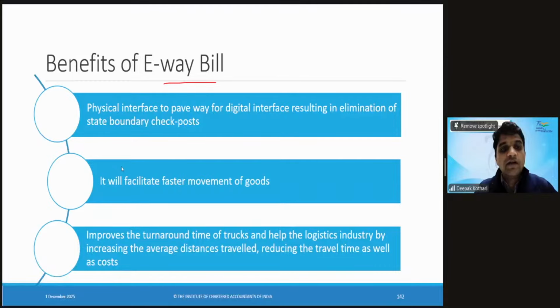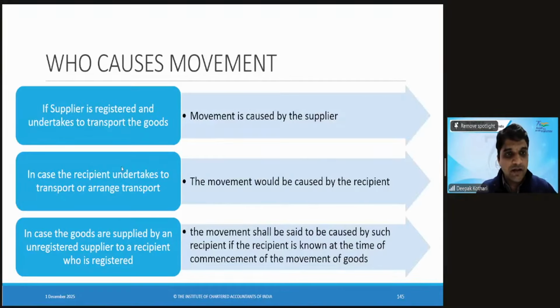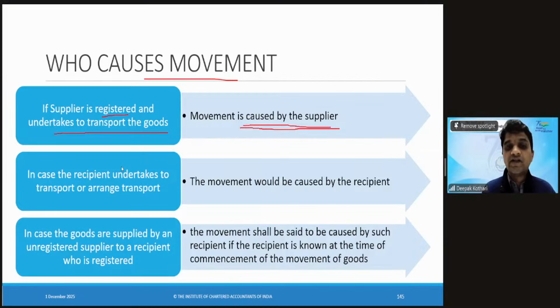What are the benefits of the e-way bill? Physical interface, it will facilitate faster movement. These are the advantages. But understand who will have to raise an e-way bill. If the supplier is registered and he undertakes to transport the goods, who is causing the movement? He is saying, I will ensure that the goods reach the customer. So the movement is caused by the supplier. The supplier has to raise the e-way bill.